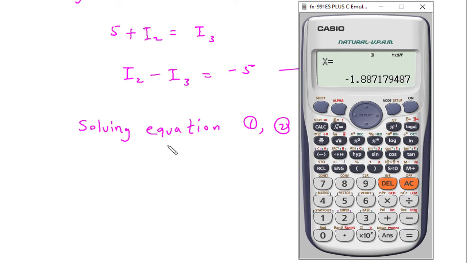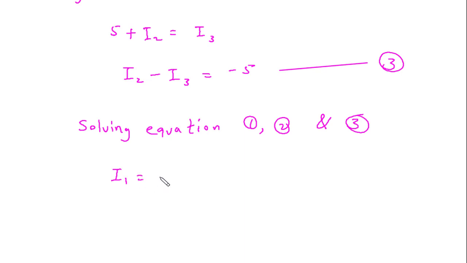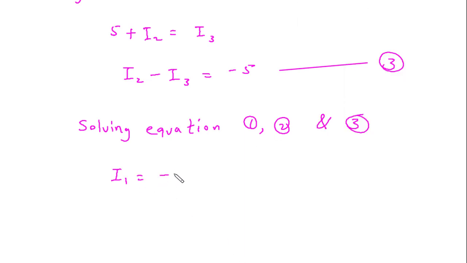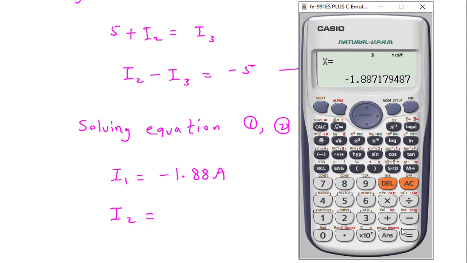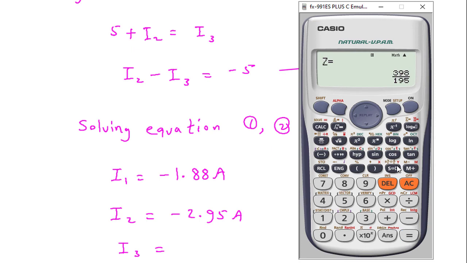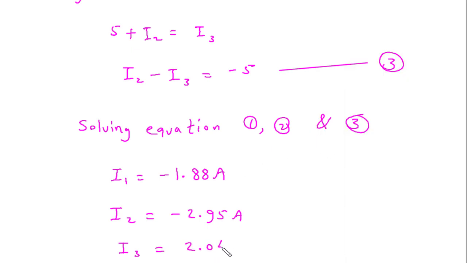So I1 is equal to minus 1.88 ampere, I2 is equal to minus 2.95 ampere, and I3 is equal to 2.04 ampere.